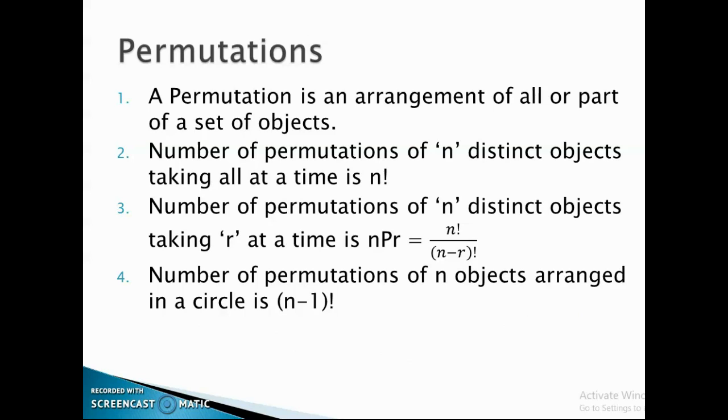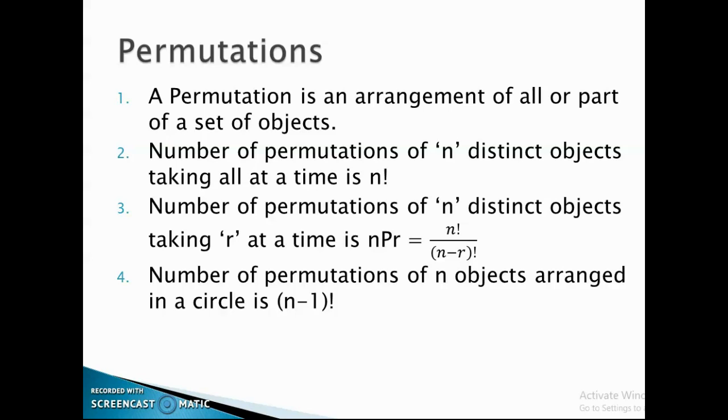Some important points about permutations. Number 1, a permutation is an arrangement of all or part of a set of objects. Number 2, the number of permutations of n distinct objects taking all at a time is n factorial. And number 3, the number of permutations of n distinct objects taking r at a time is nPr, which is equal to n factorial over n minus r factorial.